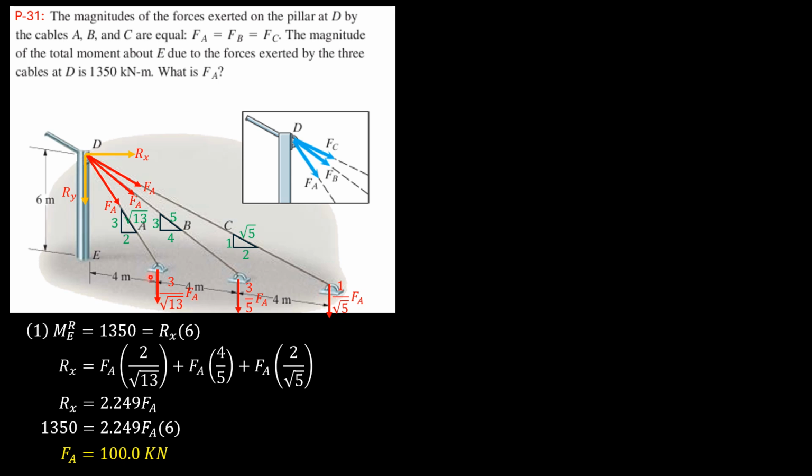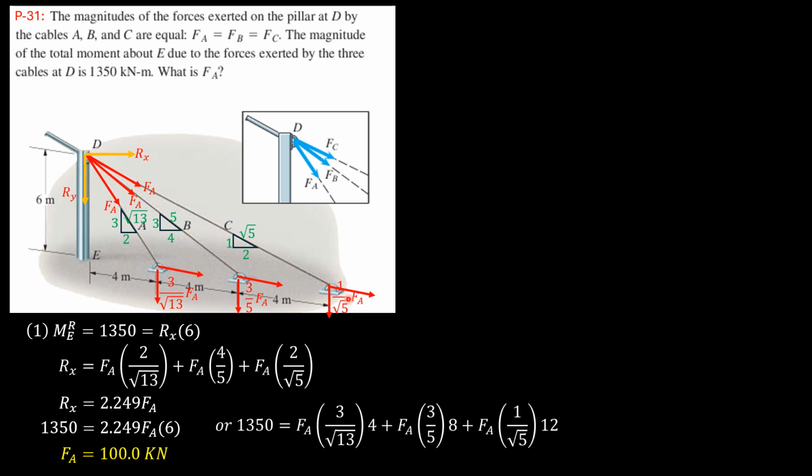For the second solution, if we have to consider the vertical components transferred there by the principle of transmissibility of a force, the x components pass through E as shown, so they are not important. Therefore 1350 is equated to the vertical components: 3 over square root of 13 FA, 3 over 5 FA, and 1 over square root of 5 FA. So 1350 equals 3 over square root of 13 FA times moment arm 4, plus 3/5 FA times 8, plus 1 over square root of 5 FA times 12. Solving for FA, the answer is the same.